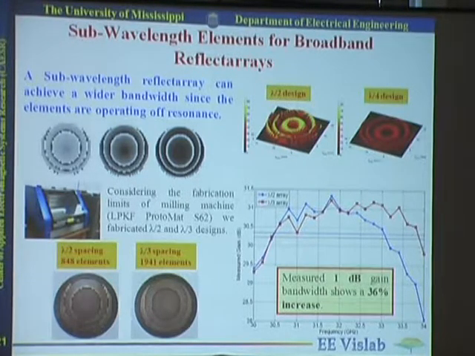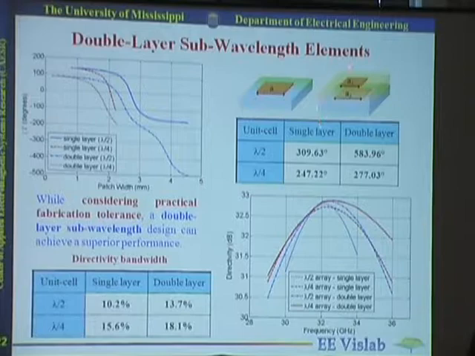And here I would like to show you that if you use spacing between the elements equal to lambda by 3, where lambda is the wavelength, you can improve the bandwidth, which is one of the drawbacks of the planar reflectarray. If you use multi-layer, you can increase the phase range, and eventually you can increase your gain bandwidth.